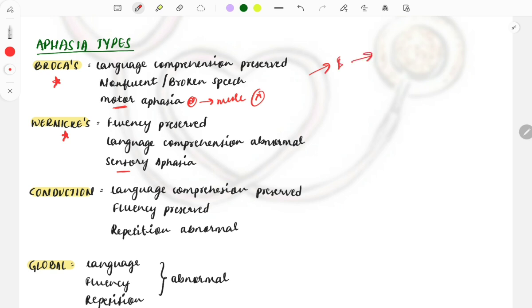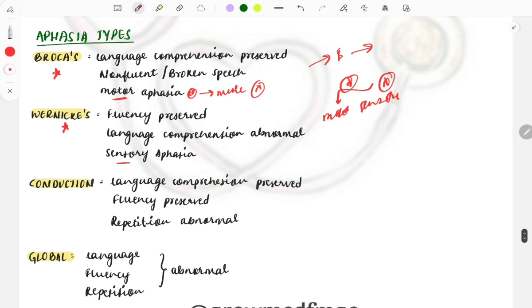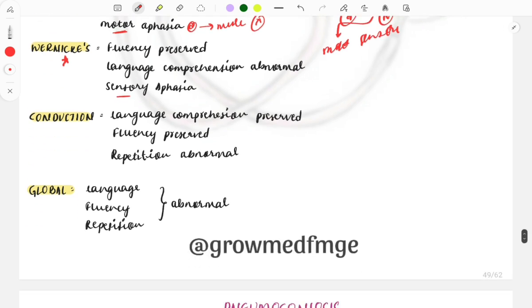But in case of Wernicke's, what happens is that the motor supply is normal, but the sensory area is involved. So due to which the patient will not be understanding what the instructions are being given, and he will not follow it also. Okay. So this is the kind of changes seen in Wernicke's aphasia. Then in conduction aphasia, what happens is that language is preserved, fluency is preserved, but repetition is abnormal, and in case of global aphasia, all the three things are abnormal. Okay.